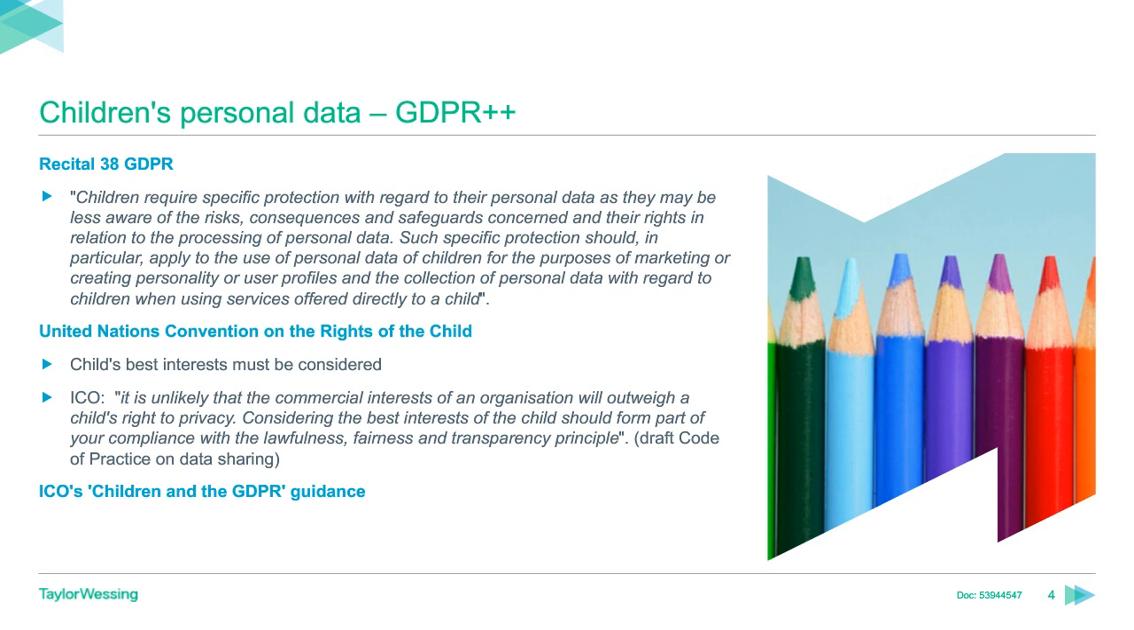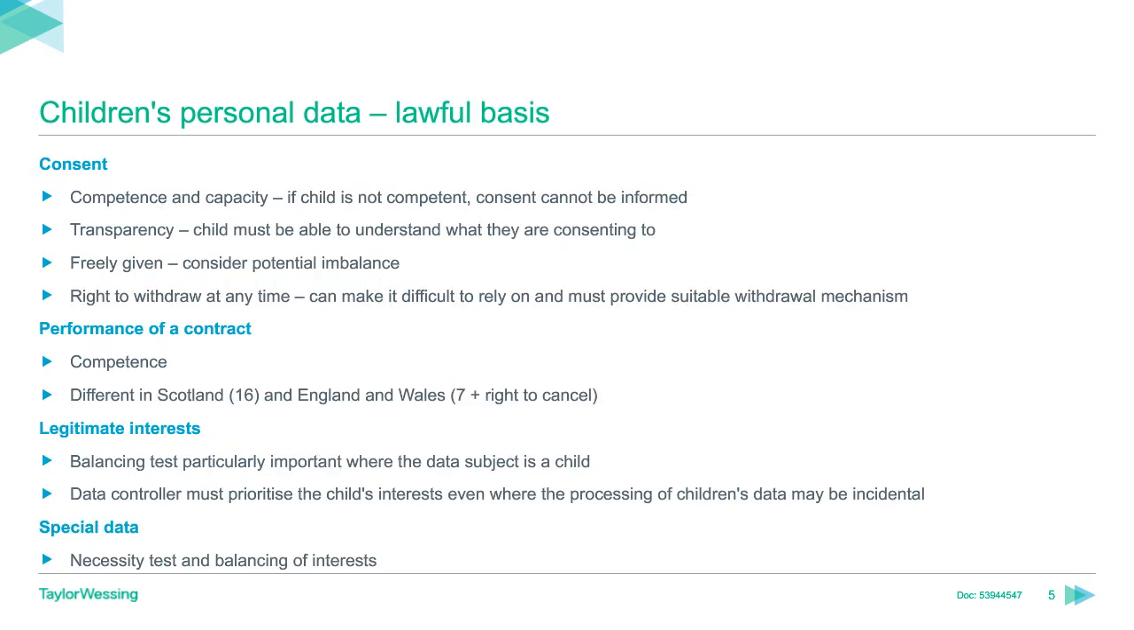Under the GDPR, as you probably know, data controllers have to rely on a lawful basis from the list in Article 6 in relation to each processing operation. Any of these bases can be used to process children's data, but you may also need to factor in additional considerations. Valid consent, for example, is even trickier to obtain when you're dealing with children.